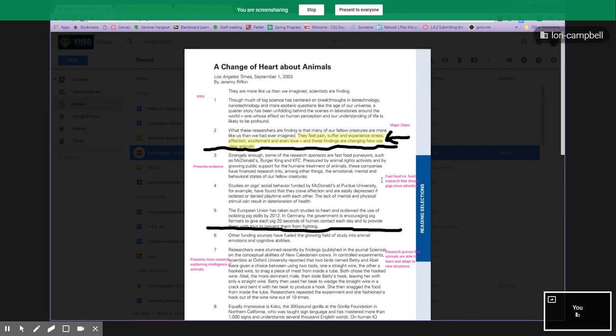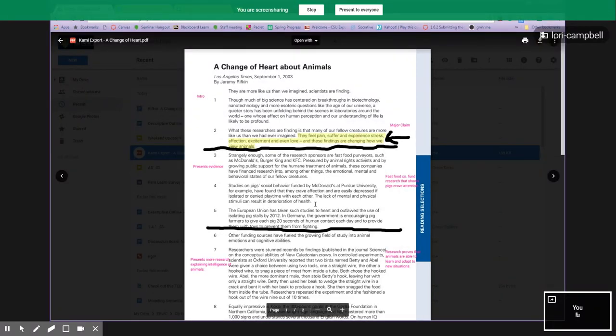And so the says part, I wrote, the fast food companies fund research that show pigs crave attention. Very simple, to the point, don't need any details from it. It's all paraphrased.